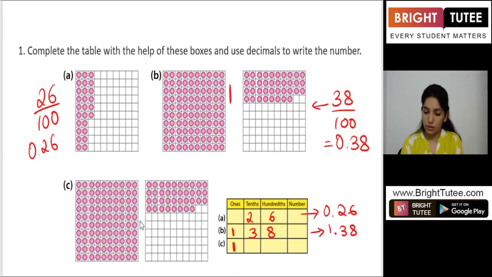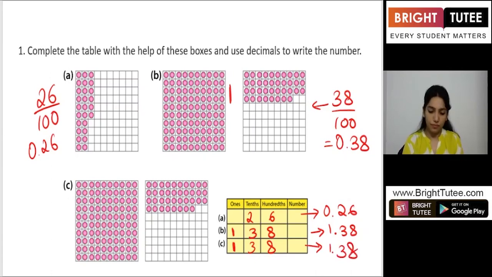Now the next one, 1 has been completed. So 1 comes here and here 1, 2, 3, 1, 2, 3, 4, 5, 6, 7, 8. It is again 38. Surprisingly, both of these numbers are equal. Here also it is 38 and the number still remains the same.